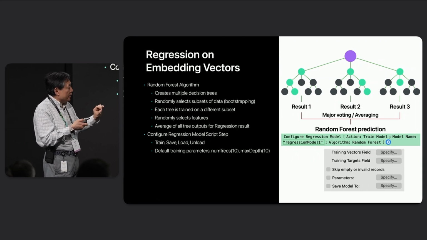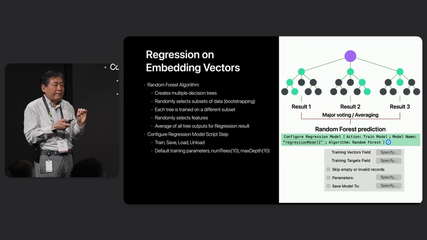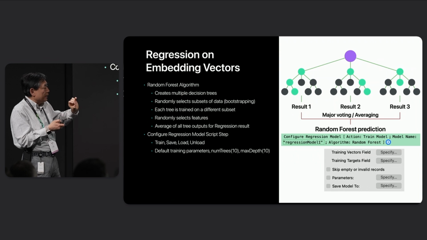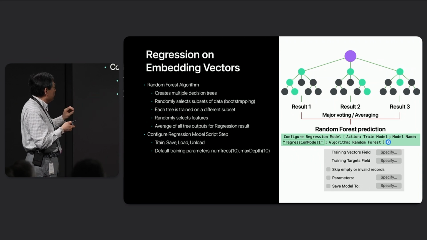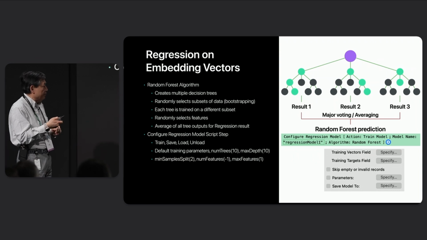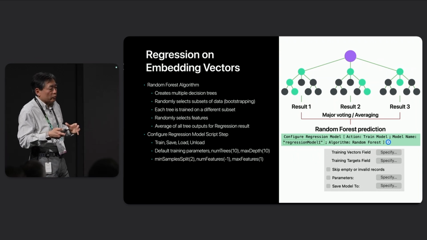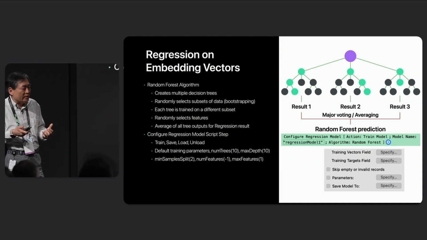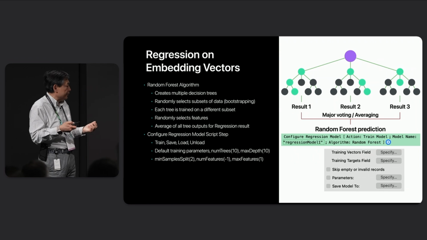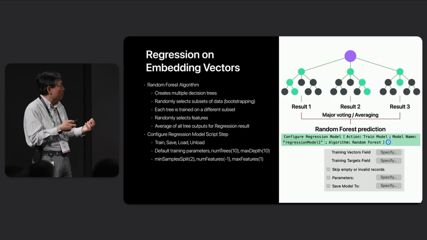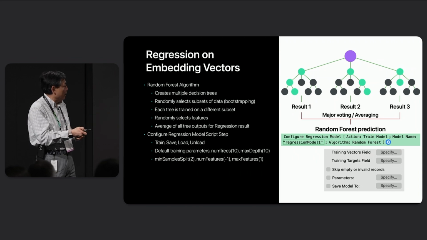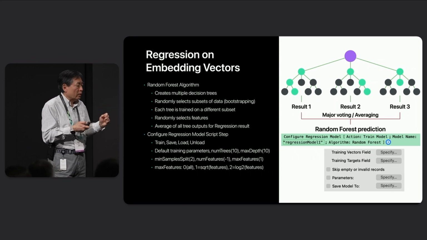And there are several parameters you can define to train the random forest. By default, you can ignore this, and we set some default training parameters for you, like the number of trees 10 and the maximum depth 10, the minimal sample split 2, and the number of features -1. -1 means all. And the maximum features to use in training is also 1. So 1 means take the square root of the features.